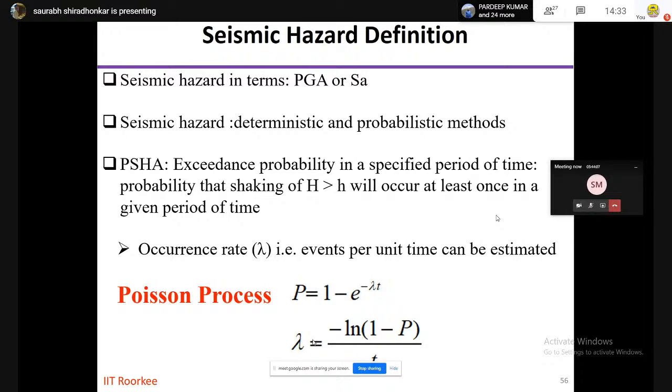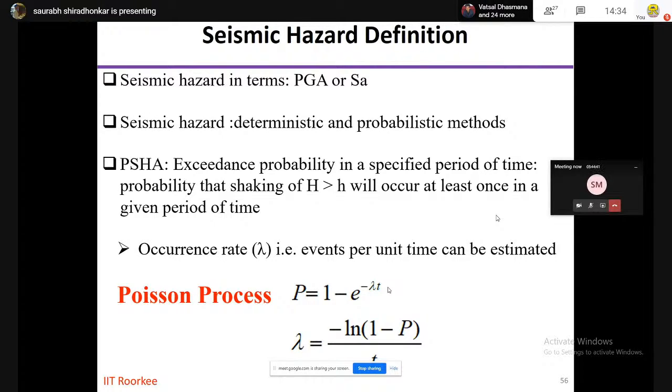If you invert the lambda, you will get the return period. So if my probability of exceeding a certain spectral acceleration is 2% in 50 years, where t is the time variable, which is the 50-year period, my design period, then the return period of that earthquake is 2475 years. It means that that earthquake can strike my building at least once in 2475 years, or 2500 years.